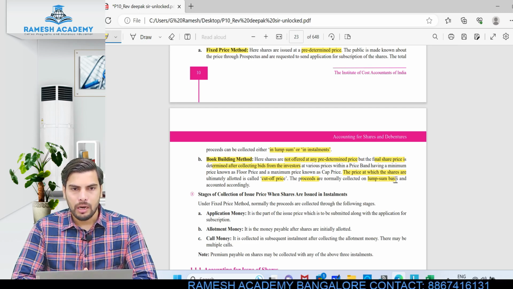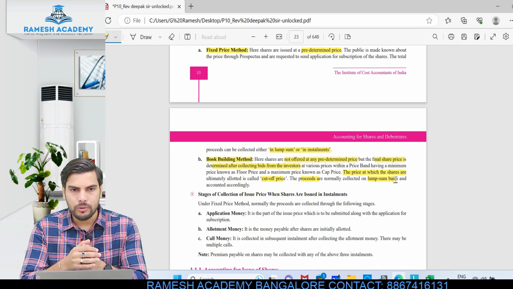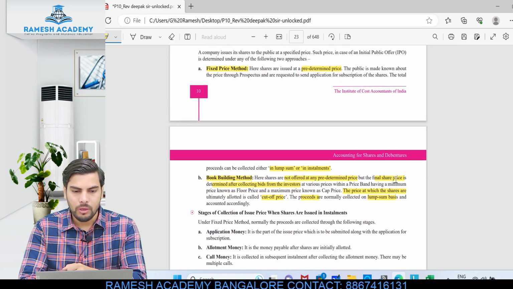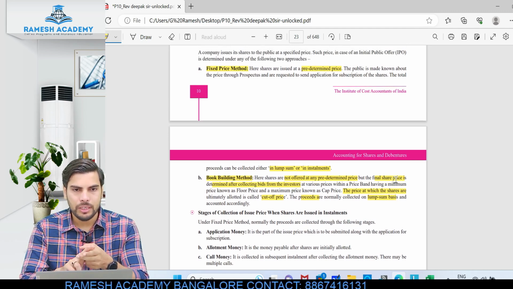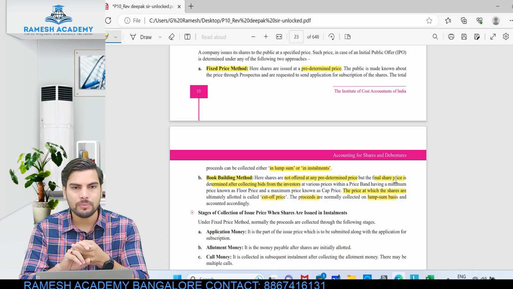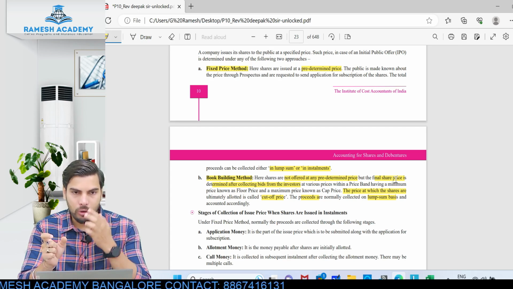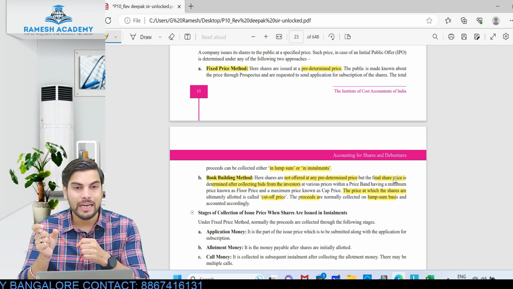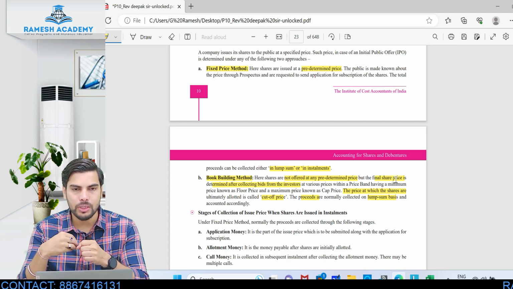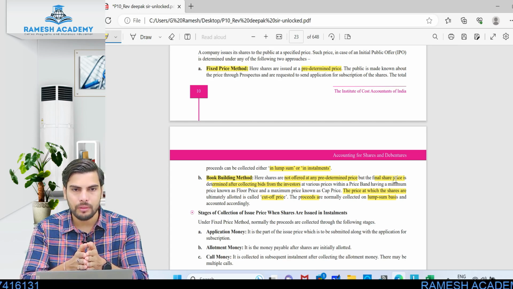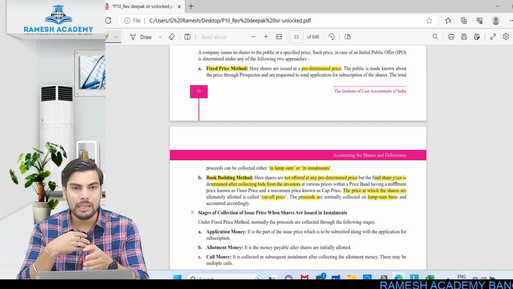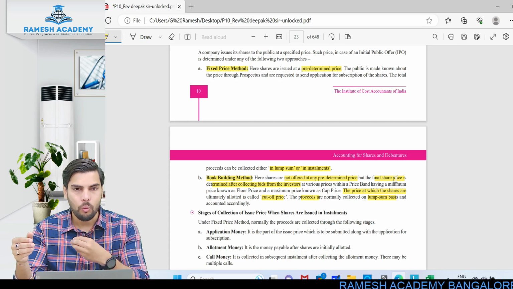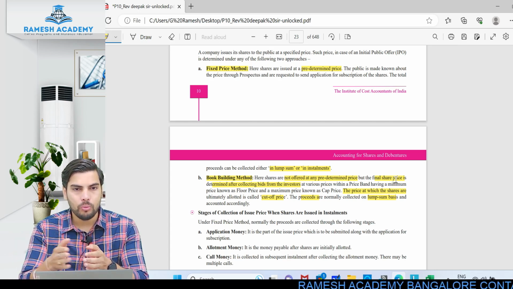Now let me briefly recap these two points. When it comes to the issue price, we have two methods: the fixed price method and the book building method. What happens in the fixed price method? As the very name suggests, always focus on the name, the price is fixed. The price is predetermined and mentioned in the prospectus. So whoever is the interested investor who wants to purchase the company's shares will pay this fixed price, which is already predetermined. The amount can be collected by the company either in installments or in one shot. Clear? But when it comes to the book building method, what will happen?